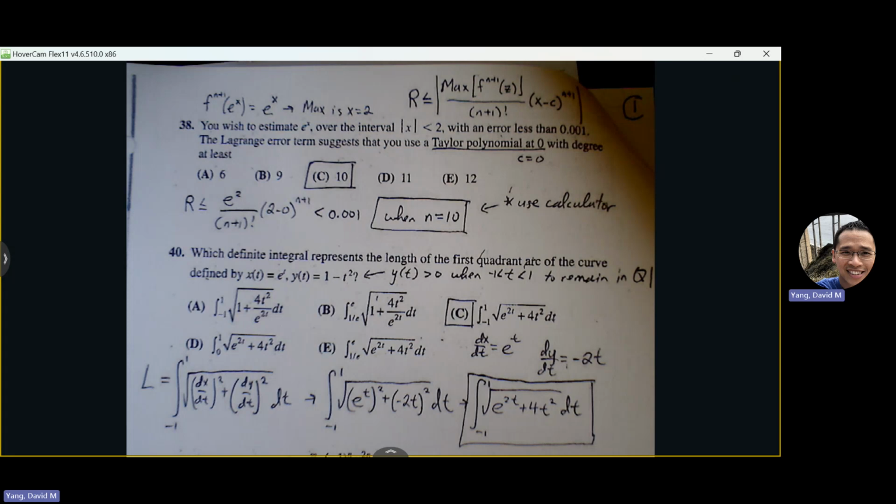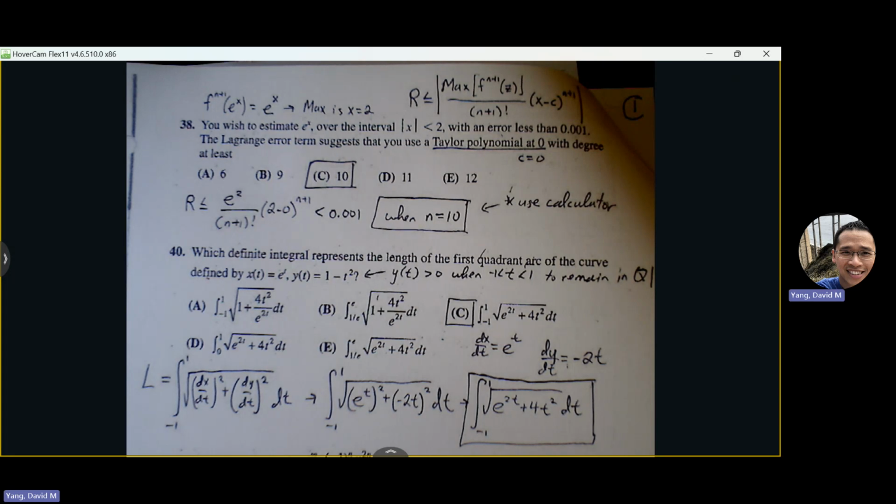So this is our formula. We know we have to involve the n plus first derivative of the degree that they are referencing. But it says you wish to estimate e to the x over the interval absolute value of x is less than 2 with an error that is less than 0.001. The Lagrange error term suggests that you use a Taylor polynomial with degree at least. So we have to set everything up.